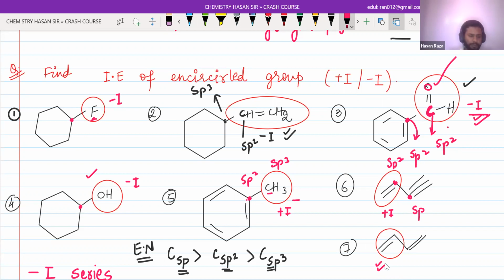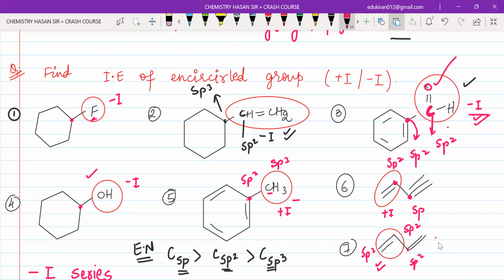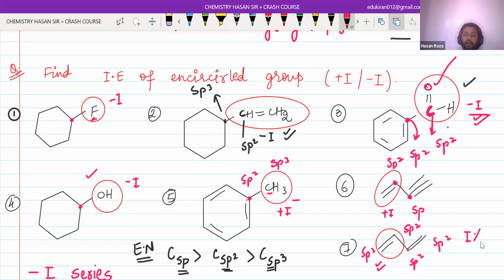What about this carbon? Can anyone tell me? See, this carbon is sp2, and the group attached to this carbon is also sp2. So basically, there is no electronegativity difference, so there is no inductive effect. Is that clear? If there is no electronegativity difference, that's why there is no inductive effect in this compound. Is that clear, everyone?